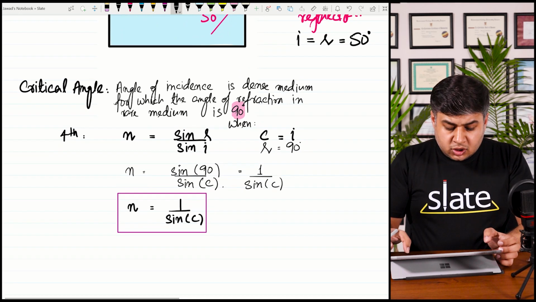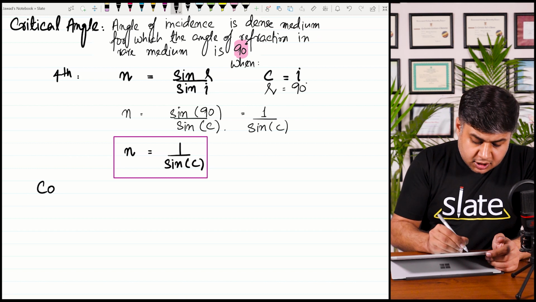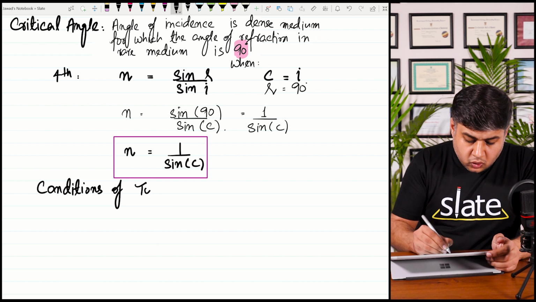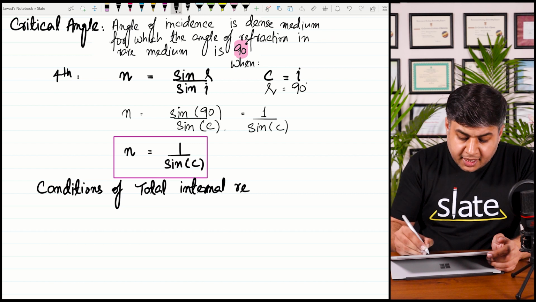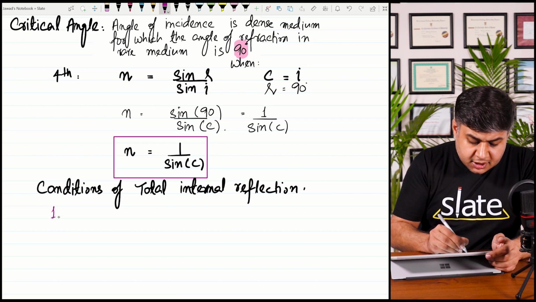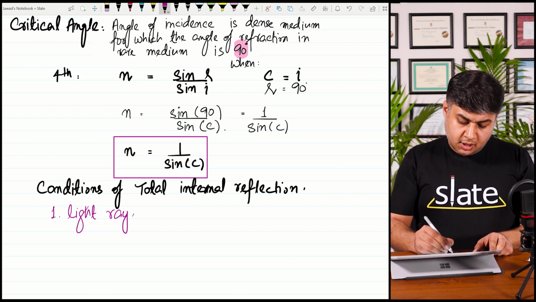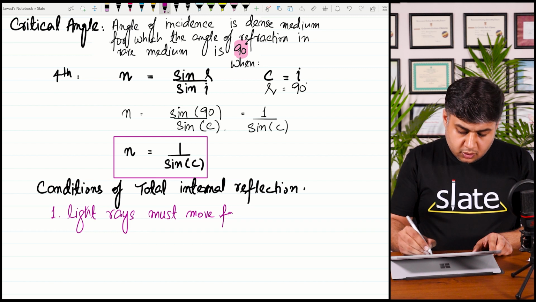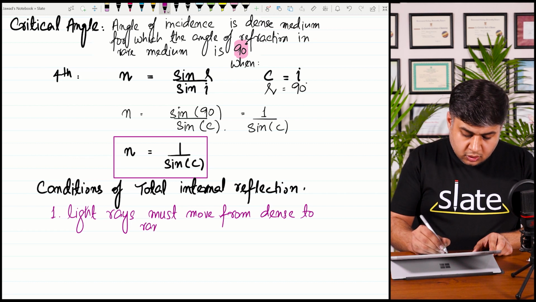So what is total internal reflection? You are writing the conditions of total internal reflection. For total internal reflection, the first condition is that light rays must move from dense to rare medium.